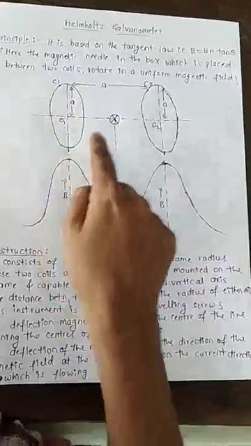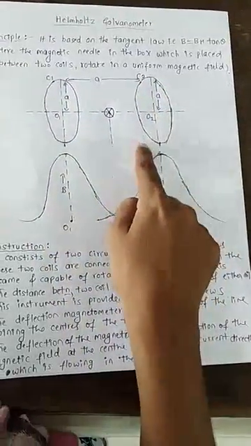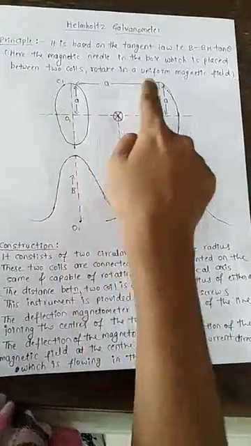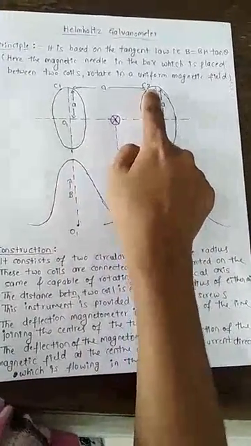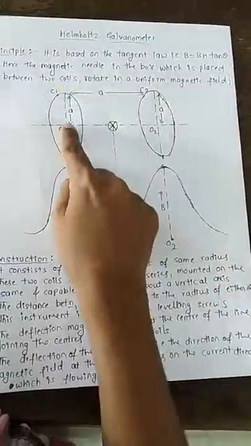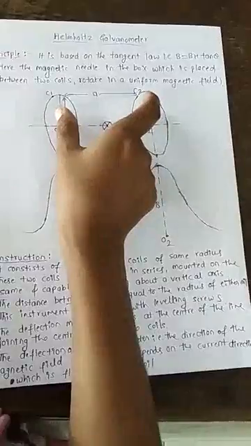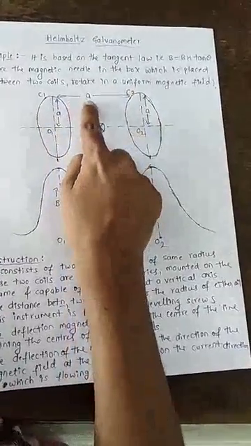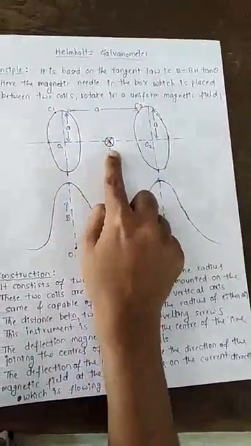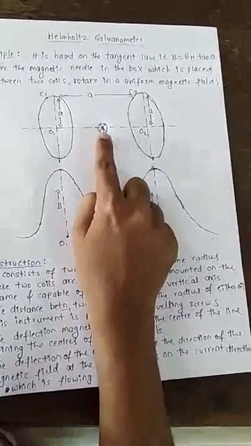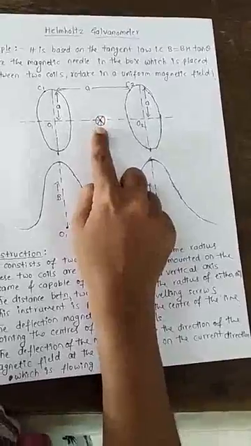Here is one circular coil, and this is the other circular coil. O1 and O2 are the two centers, and C1, C2 are the circular coils. The radius we have taken is A, and for the other also it is A. The distance between them should also be equal to the radius, that is why we show it as A. This is the compass needle.